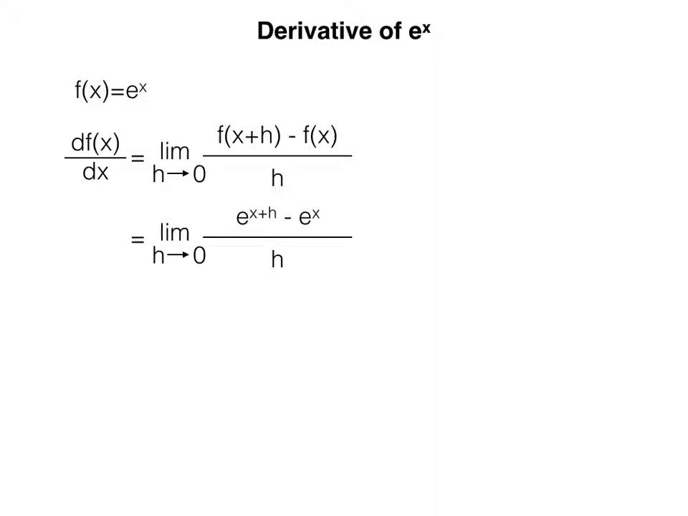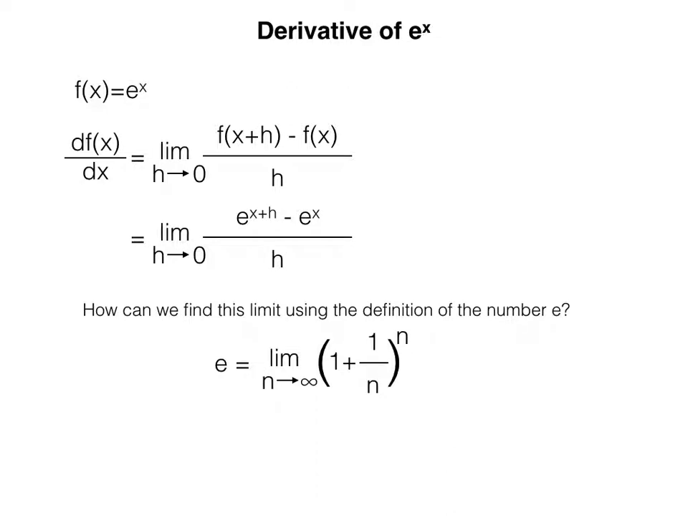Then we insert f of x is equal to e to x to find the limit of e to x plus h minus e to x divided by h as h goes to 0. Now, how can we find this limit using the definition of the number e? At this point we need to recall the definition of the number e. It's defined as the limit of 1 plus 1 over n to the power n as n goes to infinity.